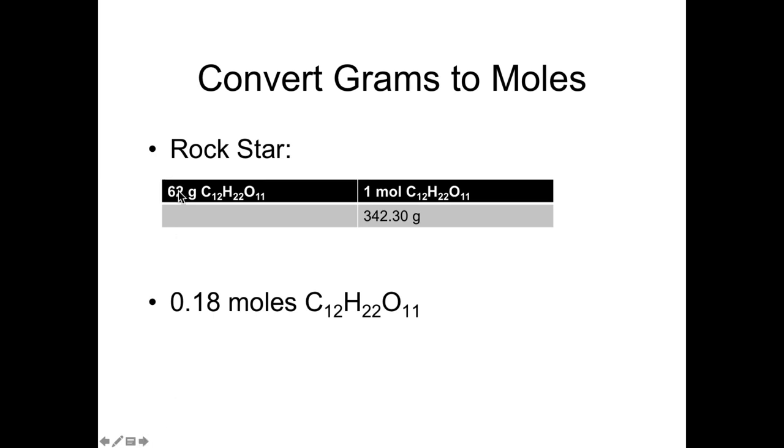Rockstar, given, always upper left, 62 grams. 1 mole of sugar is 342.30. We'll take 62 divided by 342.30. Grams will cancel because they're diagonal. We're left with 0.18 moles of table sugar. And then eggnog, we'll take 40 grams, which is the given. What we want is 1 mole. How to get rid of that? We need molar mass, so it's 342.30 that we calculated earlier. Grams are going to cancel. 0.12 moles will be the answer.